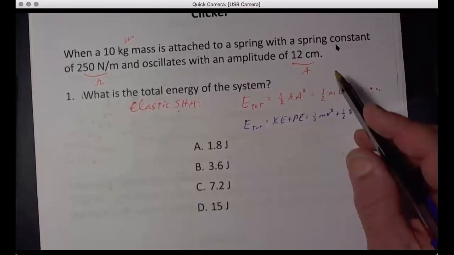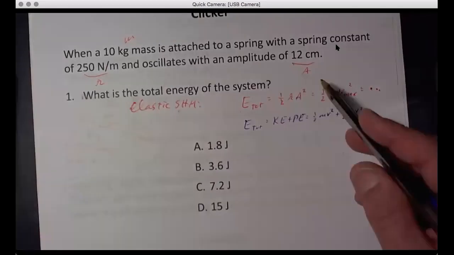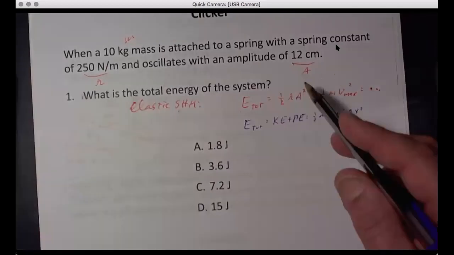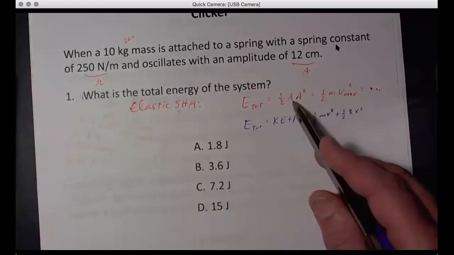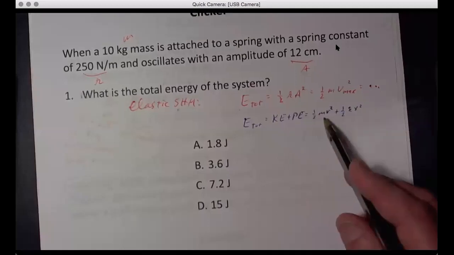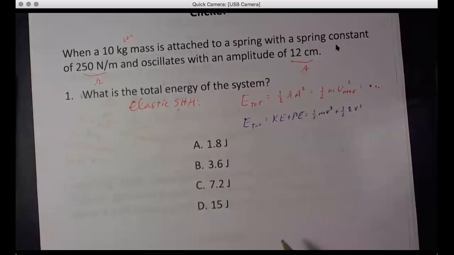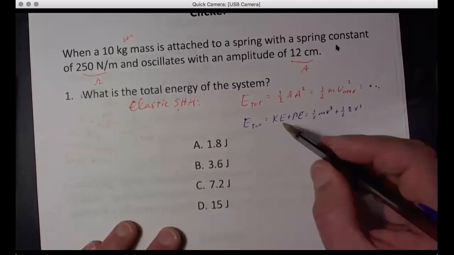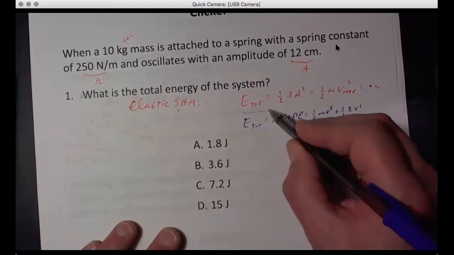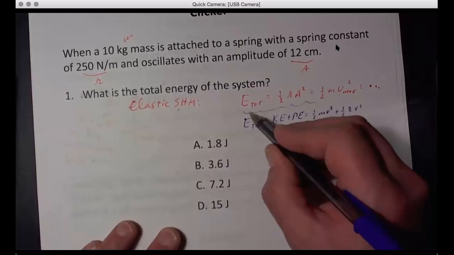So we could ask you, what is the speed at a certain x? And you'd say, okay, we take this and set it equal to that, plug in that x, get the speed. That type of problem you should also be able to do. But we'll just use this one right here because that's the easiest for us to use.